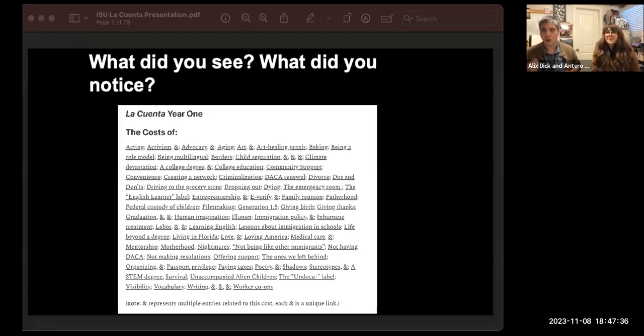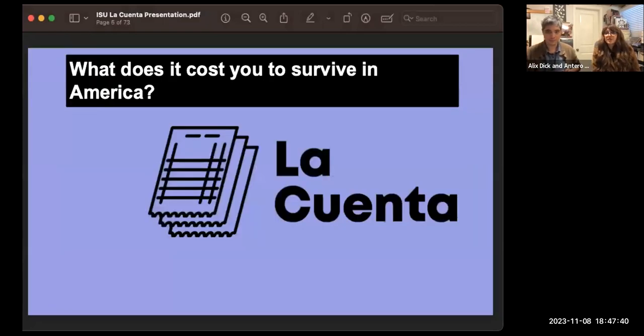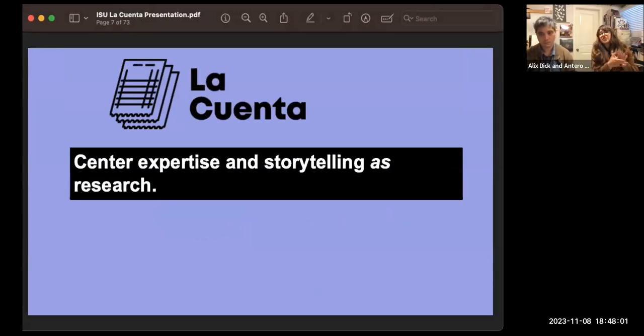We're going to pivot and talk about the why, and what this work looks like for us, once I can get our slides back up here. Okay. So as you can see, and as we share, La Cuenta is all about documenting the cost of surviving in America if you are undocumented. And we do that in a couple of different ways. First, La Cuenta is focused on challenging who counts as an expert today and utilizing stories to shape how we understand and see the world. Too often university professors do research on communities like the undocumented community instead of us speaking about it when we are the expertise. Our voice is the research. And this is what La Cuenta is about.